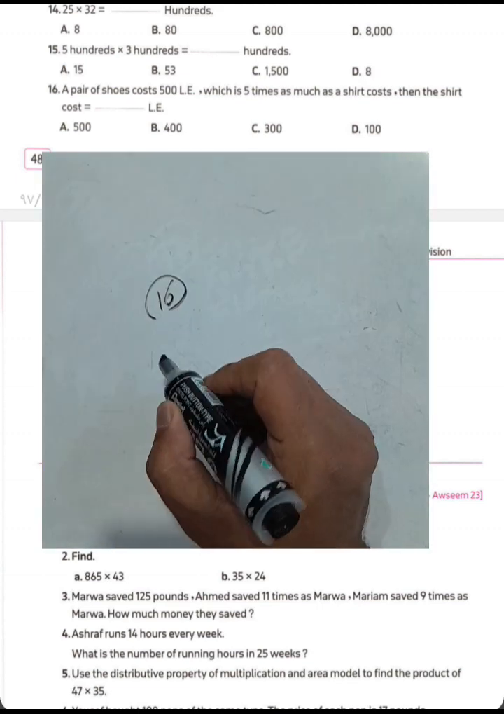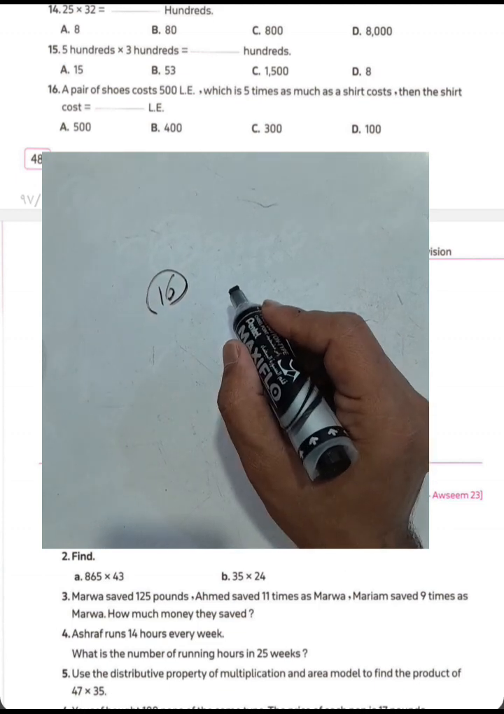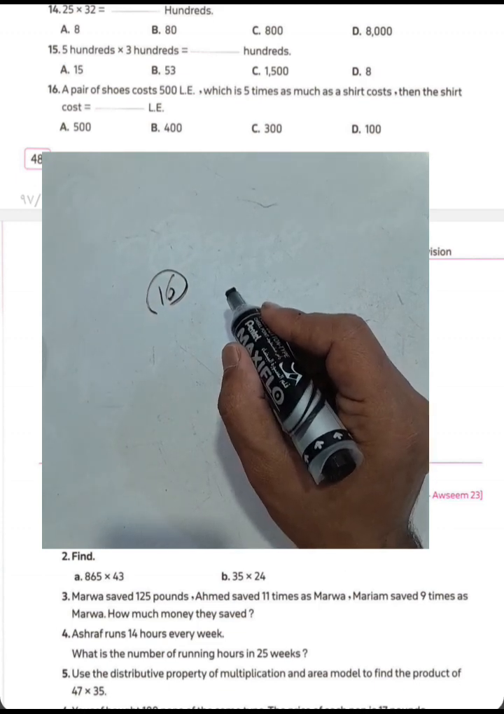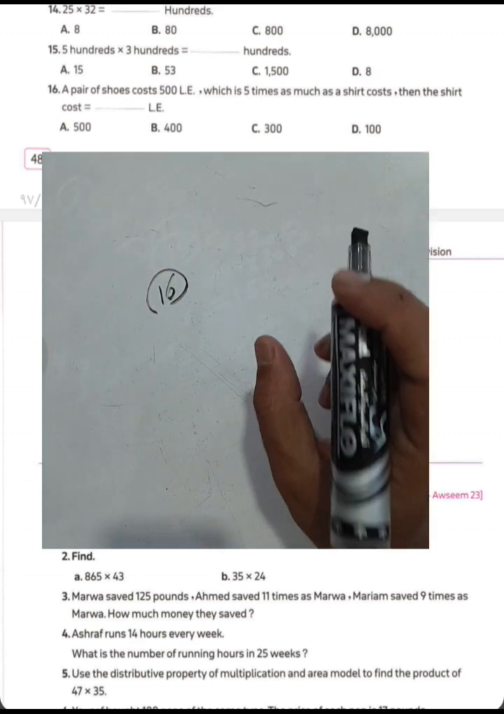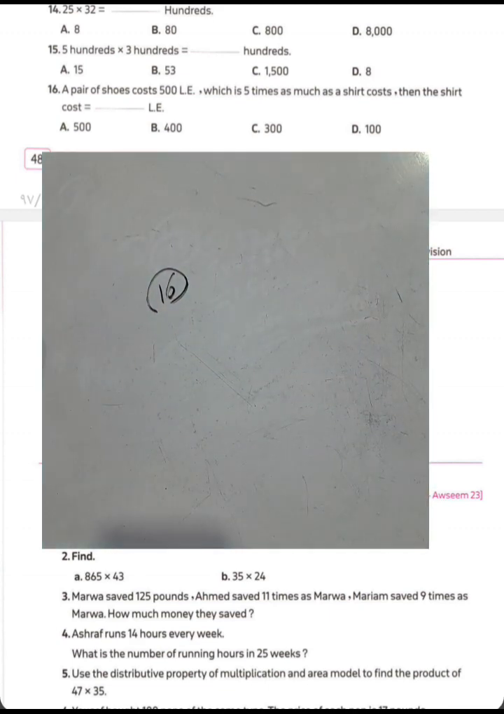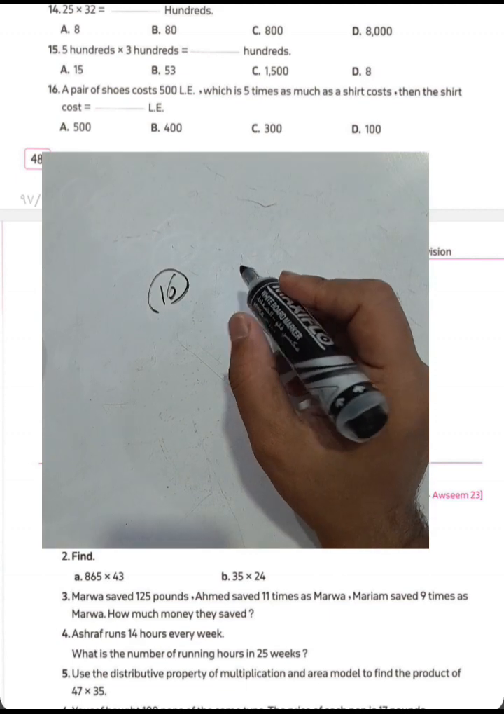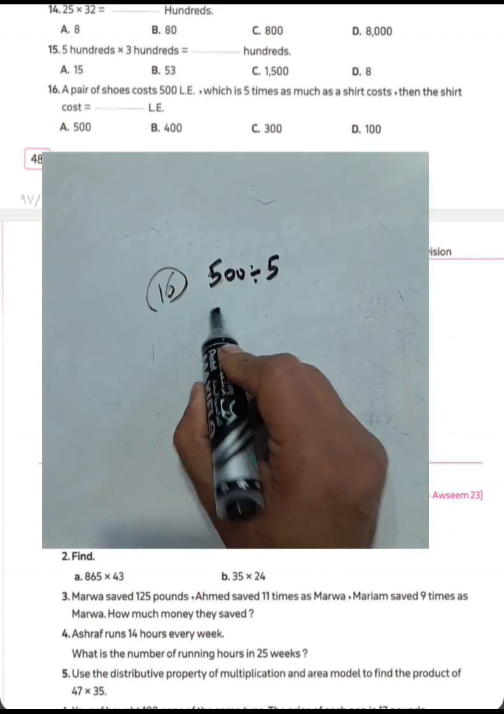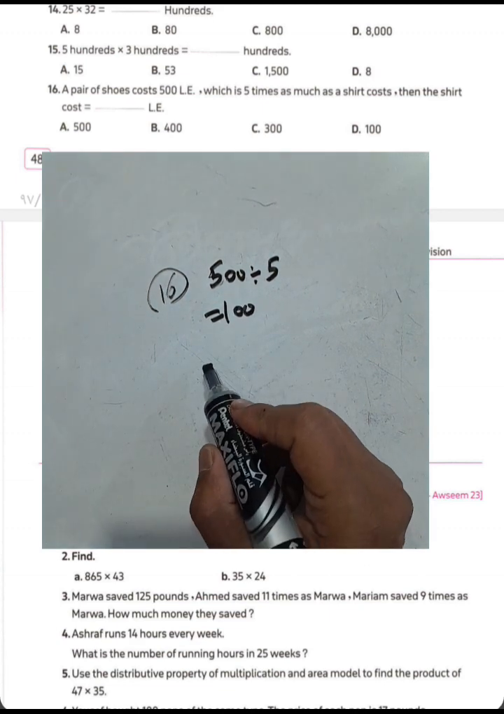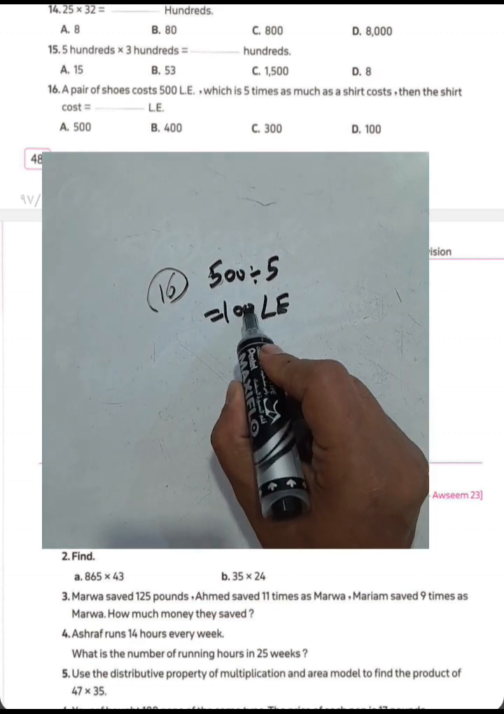Question 16. A pair of shoes costs 500 Egyptian lira, which is 5 times as much as a shirt costs. Then the shirt costs space lira. Who can tell me the result? 5 times what equals 500? We know 5 times 100. Then 500 divided by 5 equals 100 Egyptian lira.